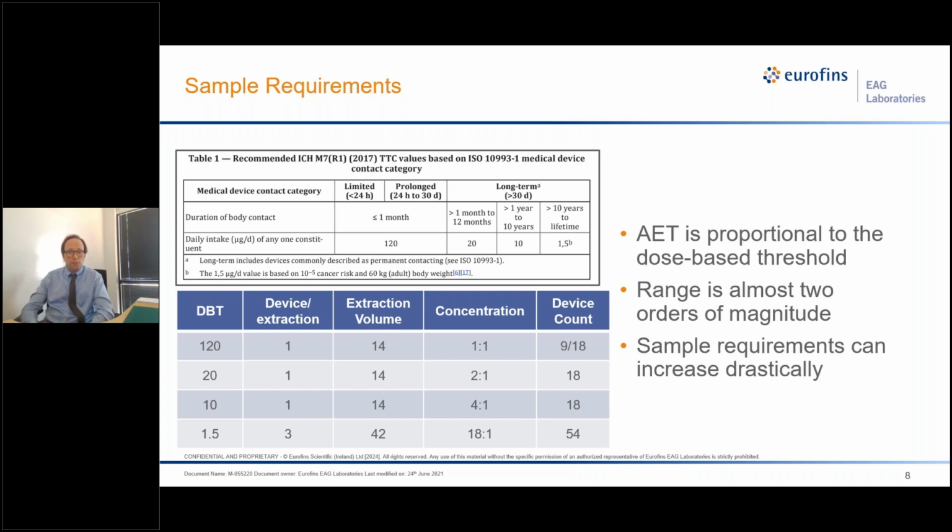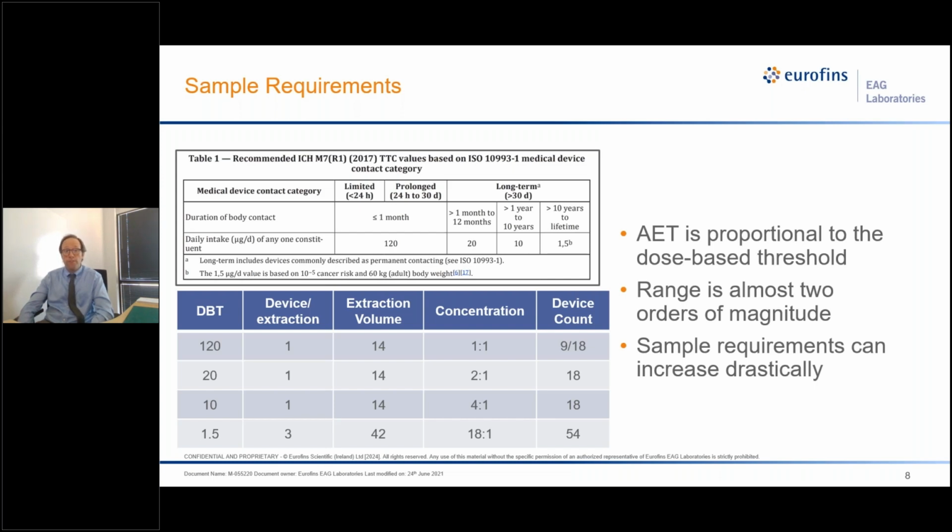Looking at the longer term exposures, we have dose-based thresholds of 20 and 10. So this does lower the AET, and this necessitates concentration prior to analysis on instruments to make sure that our AET is above the limit of quantitation for the characterization techniques. So luckily, we still only need 1 device, because that extraction volume of 14 mL is still sufficient to hit that AET target. But we do have to concentrate 2-fold and then 4-fold for the dose-based threshold of 10. But we're still at 18 devices, 9 for our extractions and 9 for NVR.